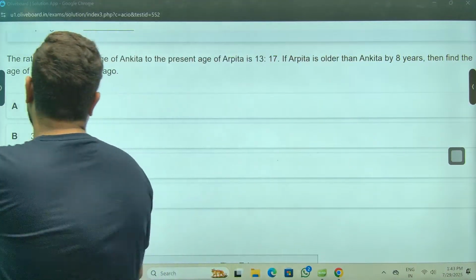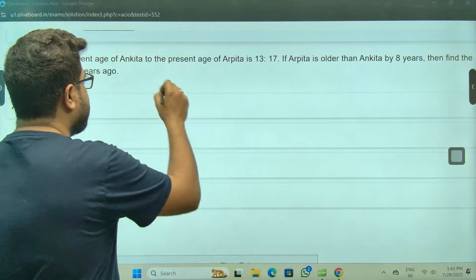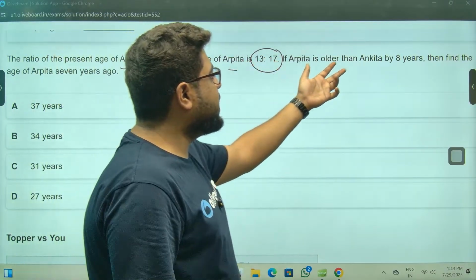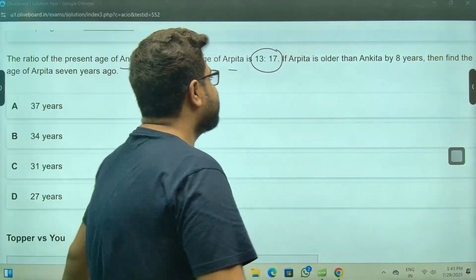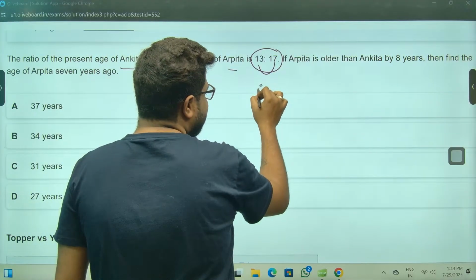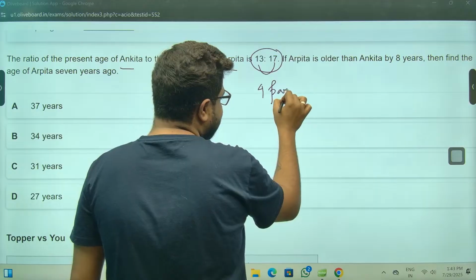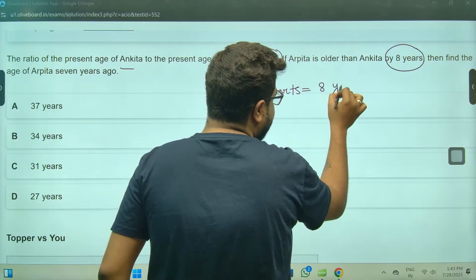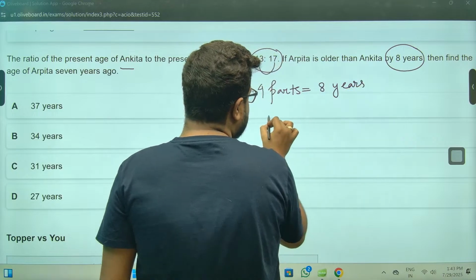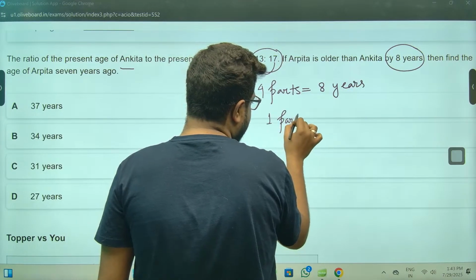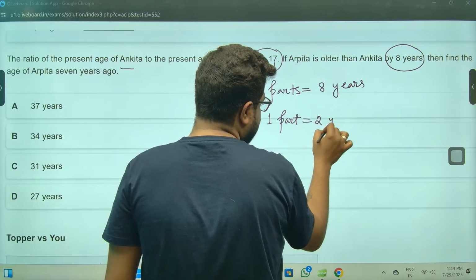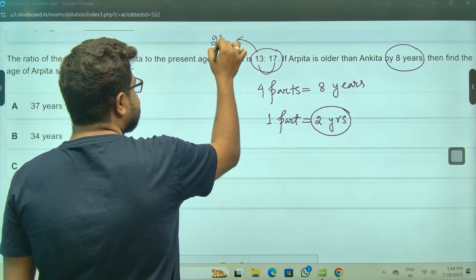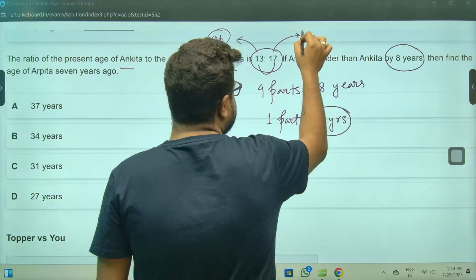Now, the ratio of the present age of Ankita to Arpita is 13:7. Arpita is older than Ankita by 8 years. Meaning this is a 4 parts difference, in terms of years as 8 years. Correct? So every part is 2 years. That means Ankita's age is 26 years and Arpita's age is 34 years.